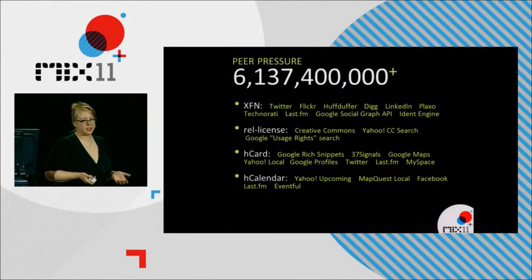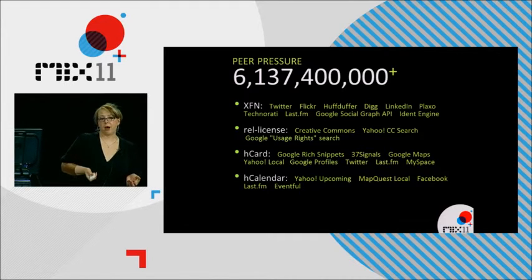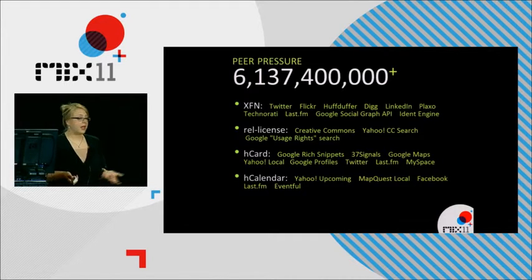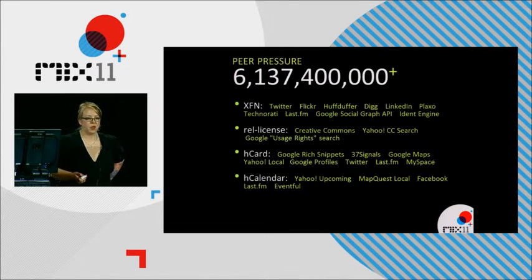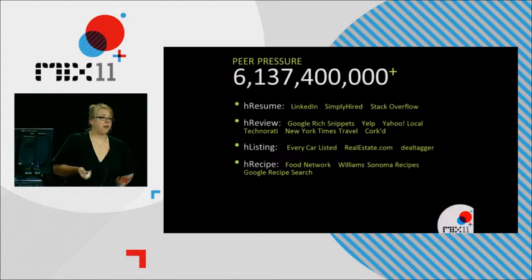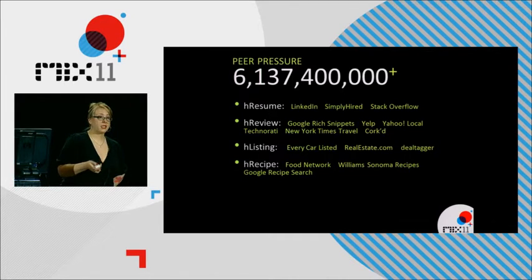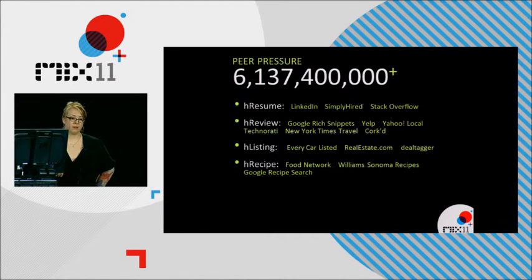And the kind of companies that are using it are companies that you're probably already doing business with in some fashion or another. XFN, which we'll take a look at, is very popular with social networks. Rel License, naturally, it makes sense for Creative Commons to use it since they do licensing. hcard, as I mentioned, is supported by Google Rich Snippets as well as many social networks. hcalendar is pretty much available on most any event-based social network or site. Every single resume on LinkedIn is published with hresume. So if you have a resume on LinkedIn, you are actually already using a microformat.